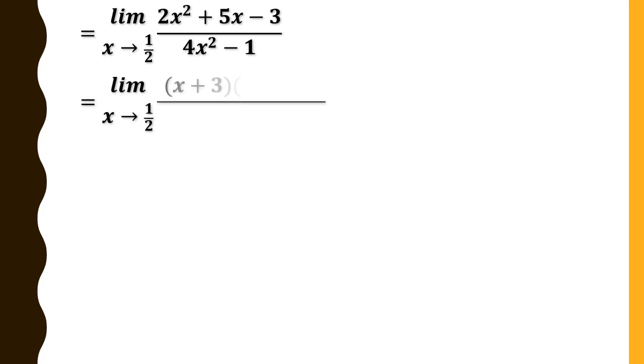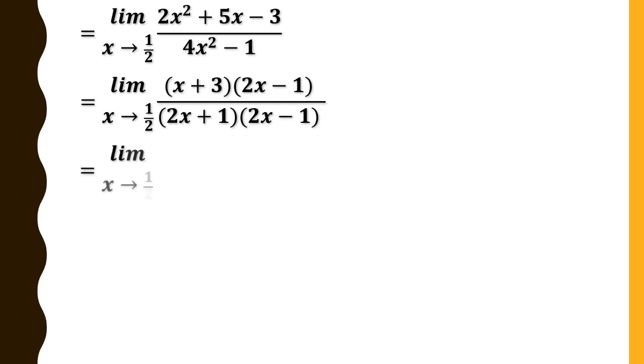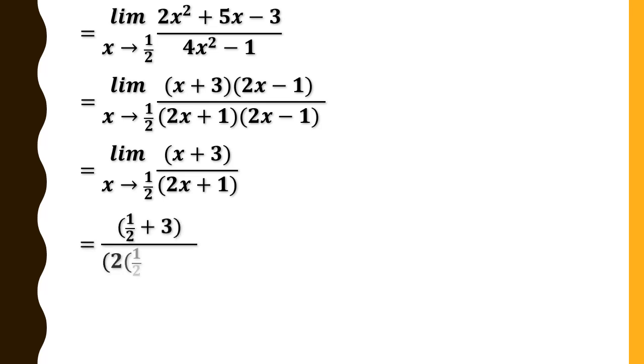Now I will be replacing my original equation here with the factors which I have found. Limit x tends to 1 upon 2, x plus 3, 2x minus 1 divided by 2x plus 1, 2x minus 1. So I will be cancelling 2x minus 1 with 2x minus 1, and the remaining value here will be x plus 3 upon 2x plus 1. Now I will replace x with 1 upon 2, that is the limit. So 1 upon 2 plus 3 divided by 2 into 1 upon 2 plus 1.